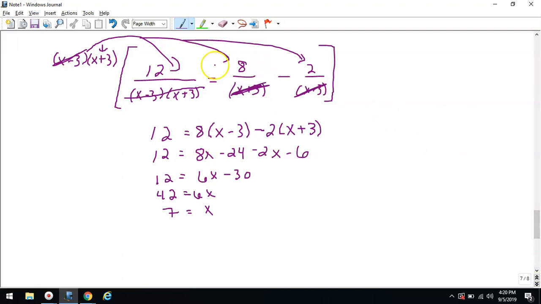Let's go back up to this other one. We had 7 as our answer, and that's going to be a real solution for this one because it's not going to affect any of our denominators at the top.